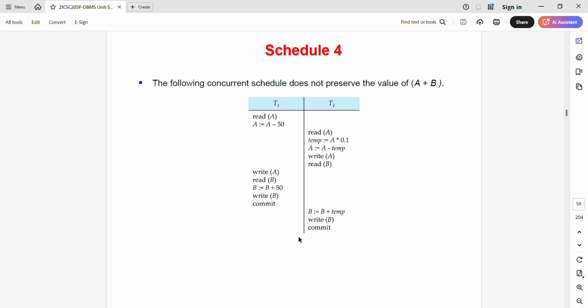But in this example, the following concurrent schedule does not preserve the value of A plus B, because of read A, A equal A minus 50. Reading A is done in transaction 2, but here we are reading the wrong value. Assume that my A value is 100. After deducting 50, my A value is 50. So now I am going to read 50 instead of 100. This is the problem in this schedule.